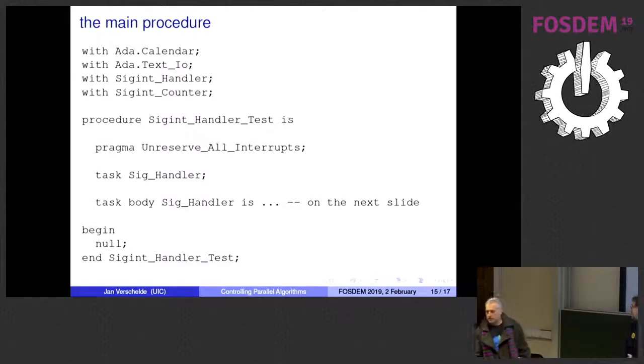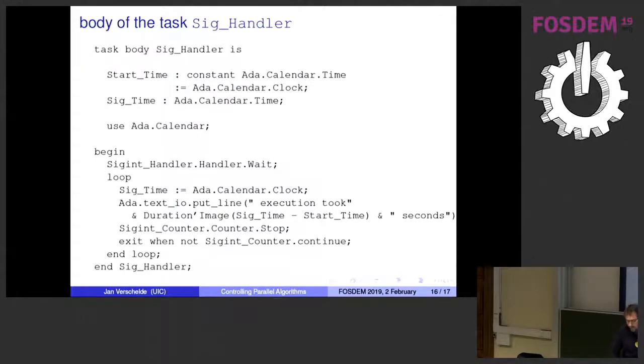And then we are at the main procedure, so the main program, where you put your unreserve all interrupts. So that actually tells the compiler, hey, I want to redefine that interrupt. We have a task that will handle the signal, and then there is here the main body. So that will just actually launch that handler. Then comes the main program that puts everything together.